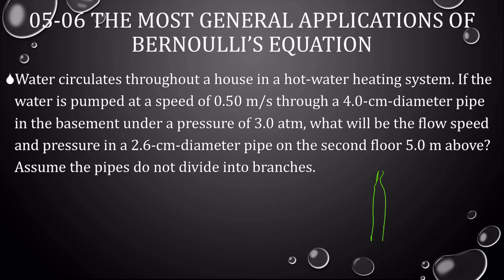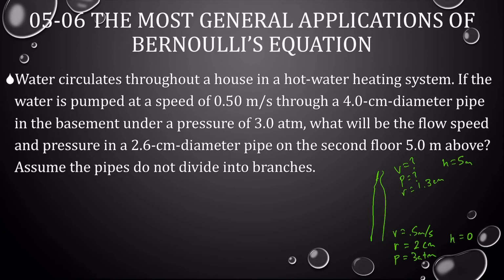So at the bottom, we know that we have a speed of 0.5 meters per second, and our diameter is 4 centimeters, so our radius is 2 centimeters. And our pressure is 3 atms. So up at the top, I want to know the speed, and I want to know the pressure, and I know my radius is 1.3 centimeters. And I know the height is 5 meters. So the height at the bottom let's call 0 meters.